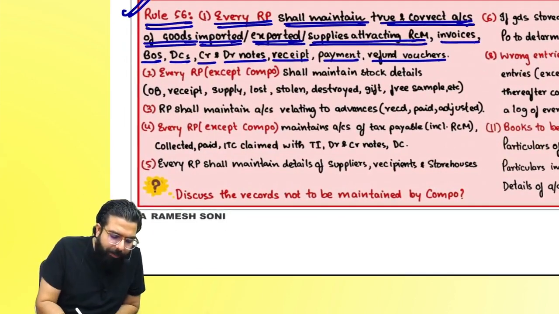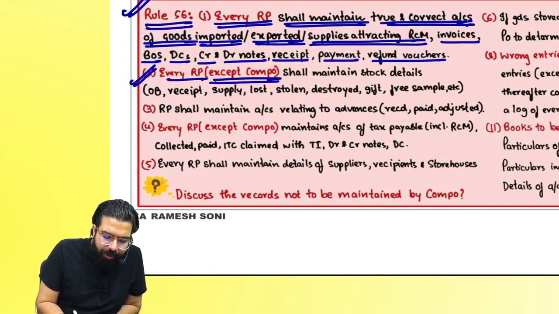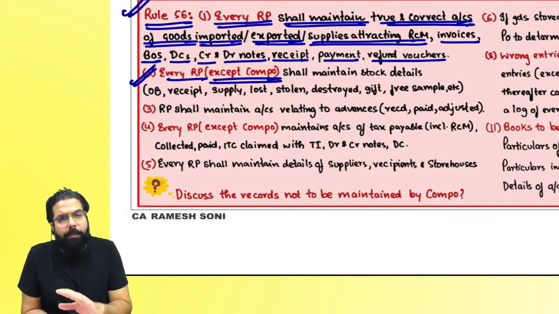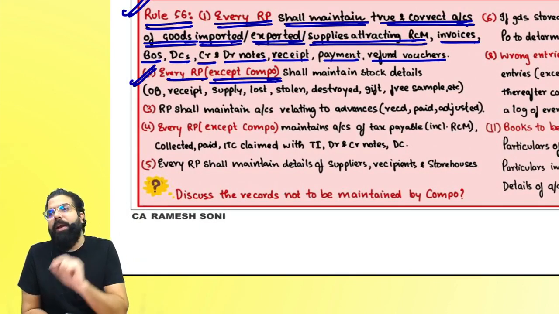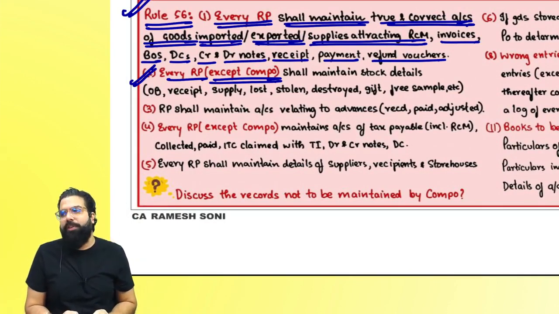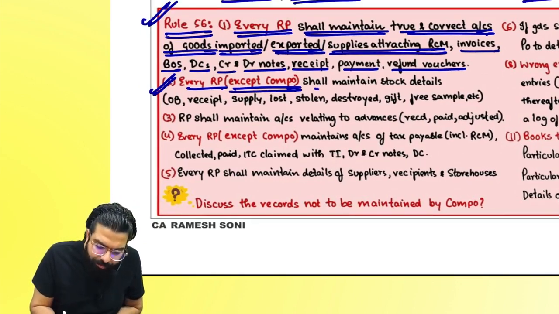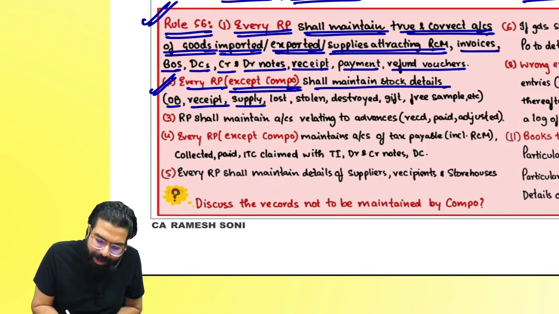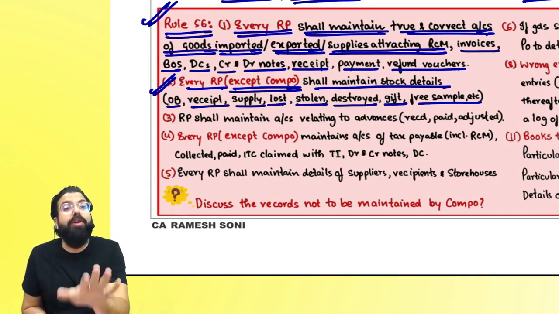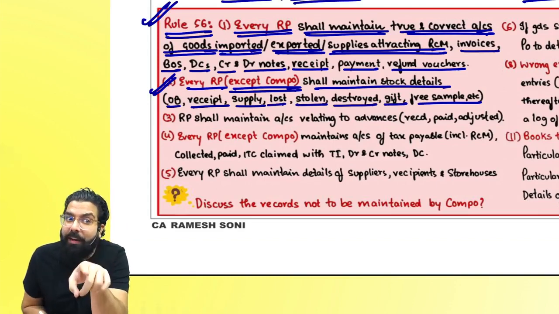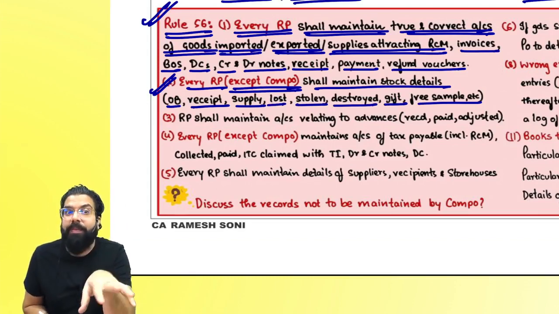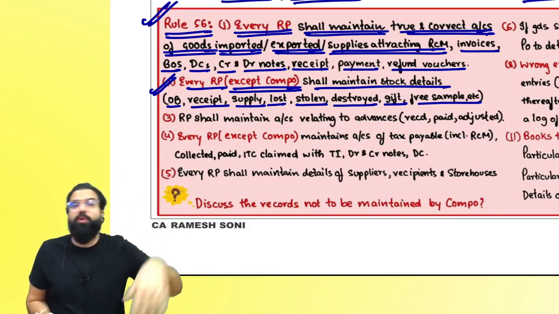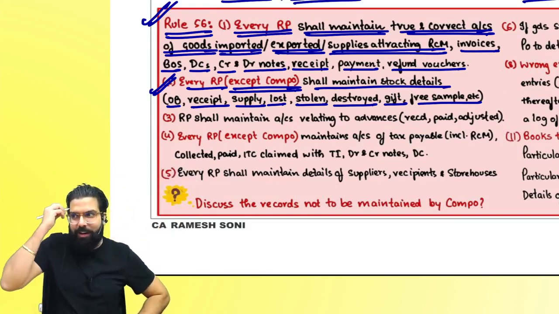Then, sir, if I am a person other than composition, means composition dealer need not go ahead and maintain stock related detail. Basically, if you are a person other than composition, then you will go ahead and maintain stock details of opening balance, whatever you have received, whatever you have supplied, lost, stolen, destroyed, gifted, free sample, etc. All you have to go ahead and maintain. If by chance you don't maintain lost, stolen details, then they will go ahead and assume as if those goods are being supplied by you. Are you able to understand this?